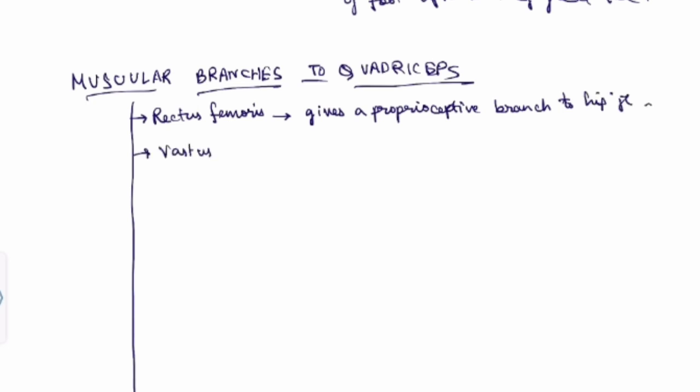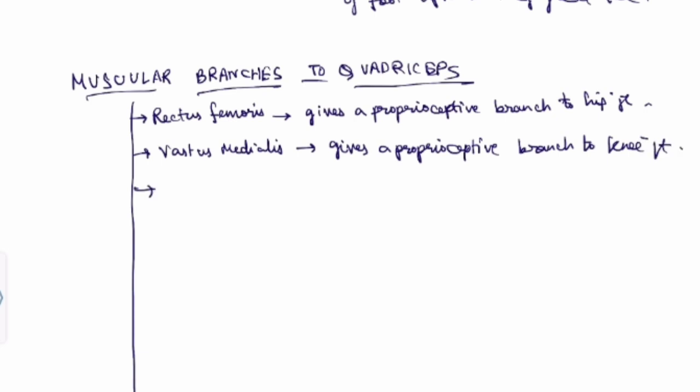Nerve to vastus medialis. This gives a proprioceptive branch to the knee joint. Just these parts are important. You don't need to know the details of how they enter the muscle, from which side they enter, whether from the front door or the back door of the muscle, or whether they break the window and enter. You don't need to know all that. Too much detail. We are not discussing property buildings over here. It's a bad joke again.